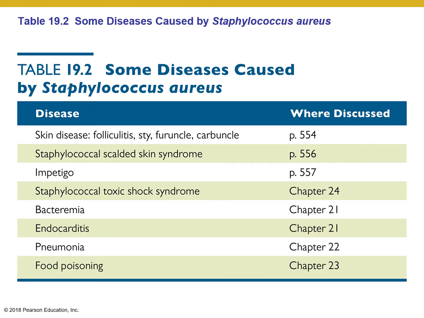So some of the diseases, let's look at this. It's nice that they have the page numbers there. Scalded skin syndrome, impetigo, toxic shock, bacteremia. Bacteremia means bacteria in the blood. EMIA means in the blood. Endocarditis, this is not good. This is an inflammation of the endocardium. It can cause pneumonia. And we will talk quite a bit about Staphylococcus aureus when we talk about food poisoning.